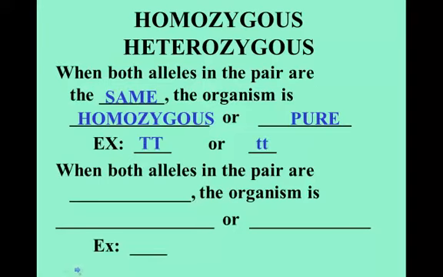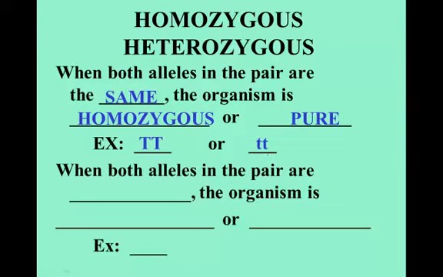So if I express that in letters, two capital T's, two big T's for tallness, would be what we call homozygous, pure breeding tall. That plant is always going to make tall offspring. Two lowercase t's, two little t's, is what we call a pure breeding short plant. It's always going to make short offspring. It only has short alleles to give. And so we would call both of those organisms homozygous.